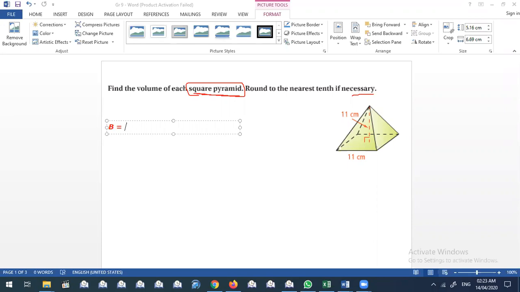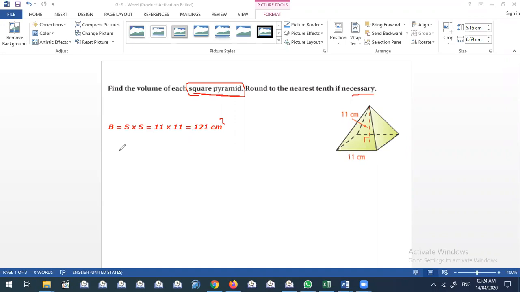B is the base area, and the base is in the shape of a square. So it will be side by side, because it's a square. The side here of the base of the pyramid is 11. So it will be 11 times 11. 11 times 11 is 121 centimeters squared. So now we have the base area.